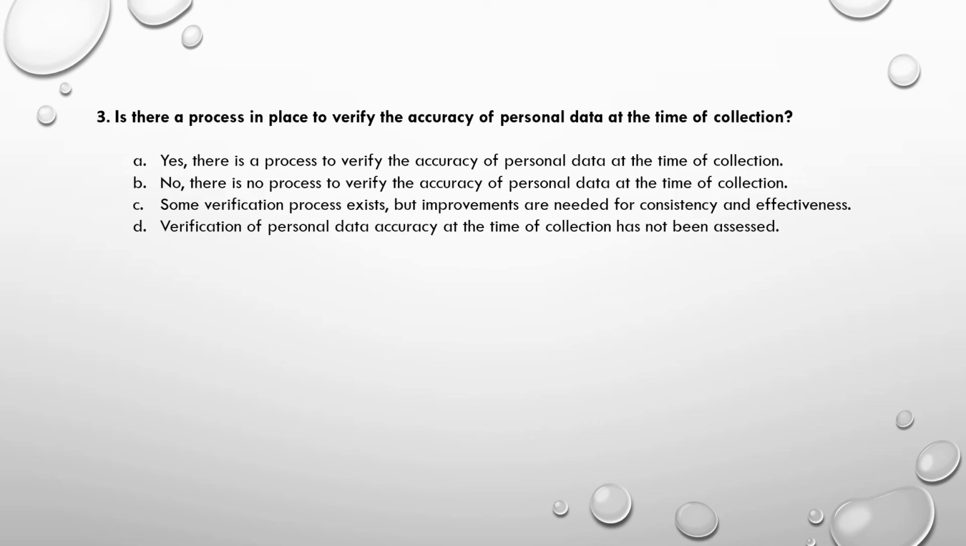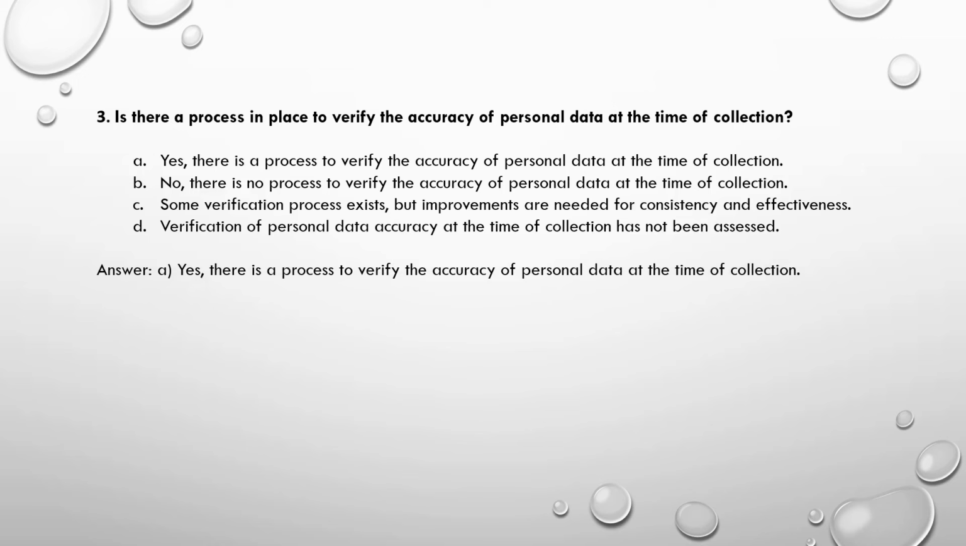So, if your organization status is as per option A, there is a process to verify the accuracy of personal data at the time of collection, it suggests that the organization actively checks the accuracy of data as soon as it is collected. This could involve cross-referencing data with other sources, using software tools to detect anomalies, or manually reviewing entries. And of course, if your organization status is as per option B, C, or D, it is at risk.